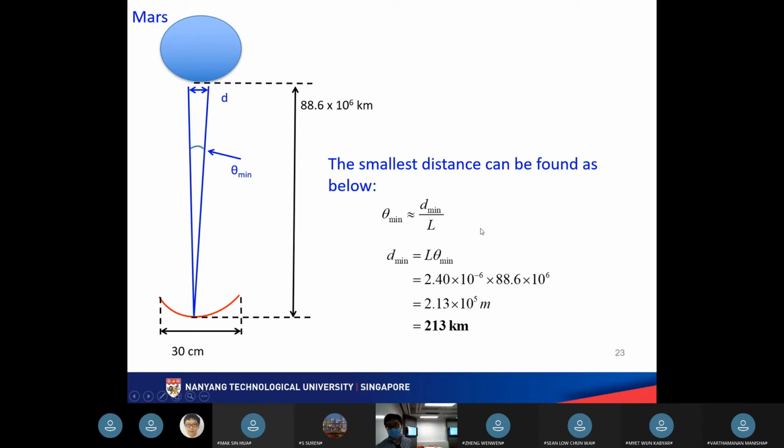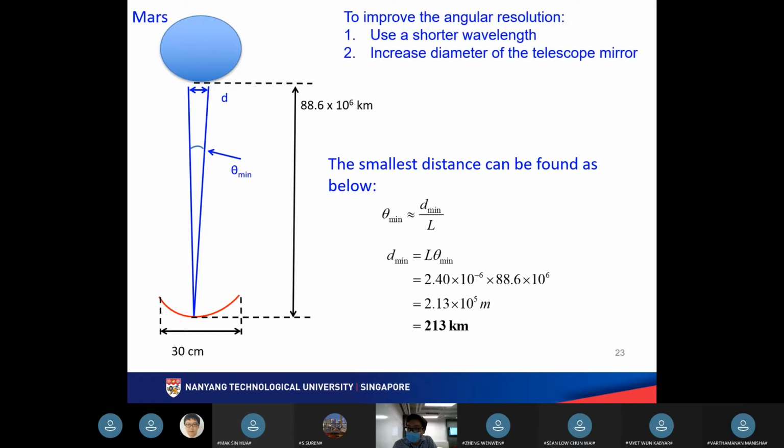Which means if you use the microscope to see, for example, 2 persons on Mars, if their distance is larger than this, you will say they are well separated. Otherwise, the images of the 2 persons will exactly overlap. You will see them as one. Okay, so this is what this question asked for. Any question?